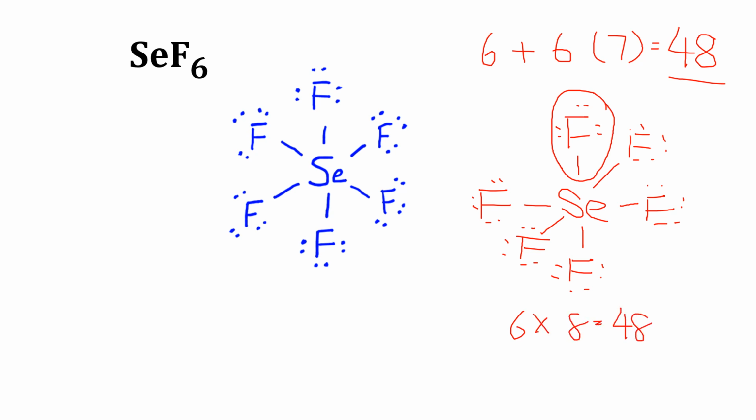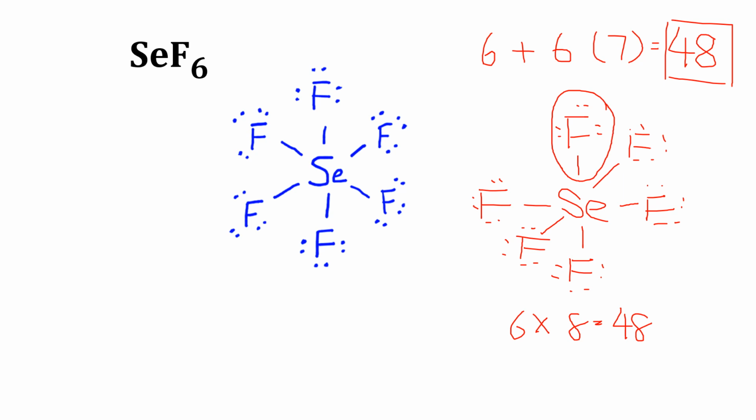So now that your structure with all the electrons that you have drawn on it matches the number of the valence electrons that you have calculated, 48, then you know your structure is a correct Lewis dot structure.